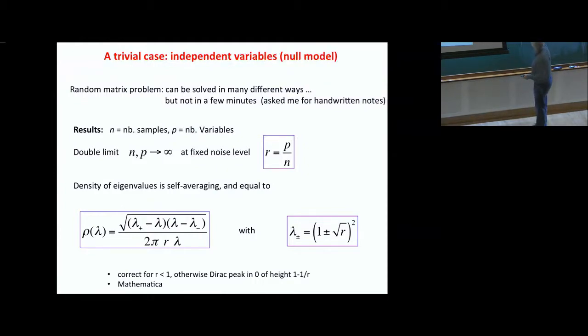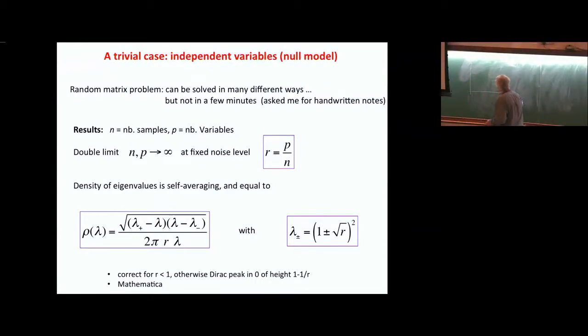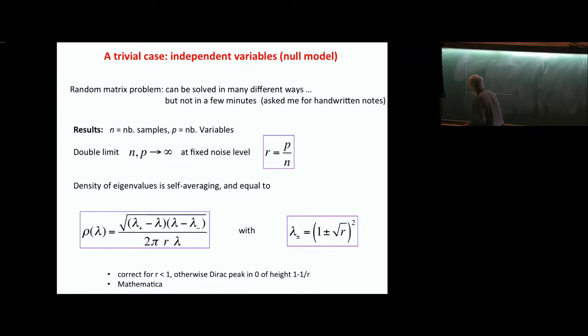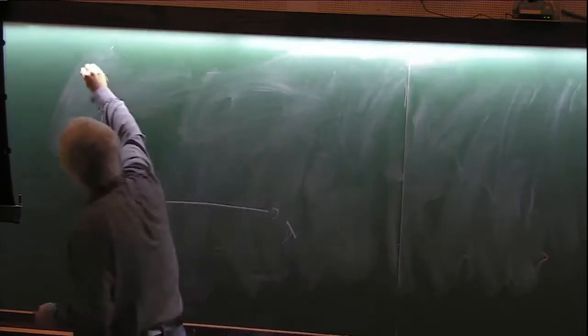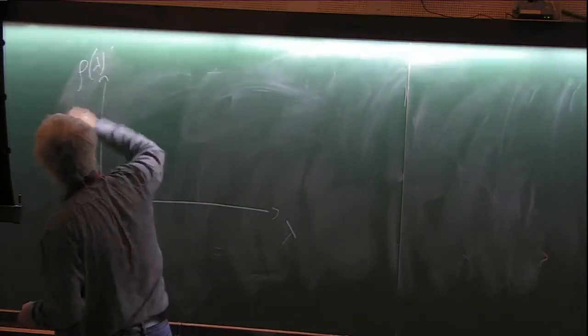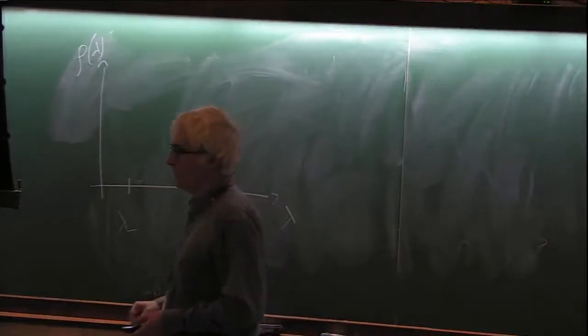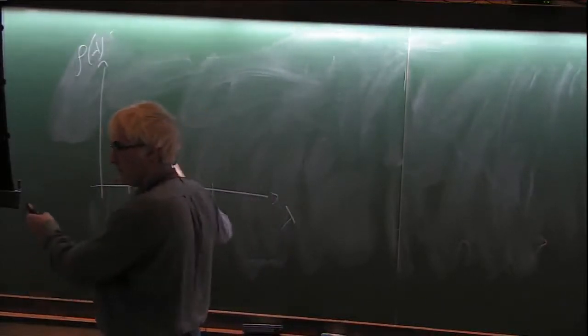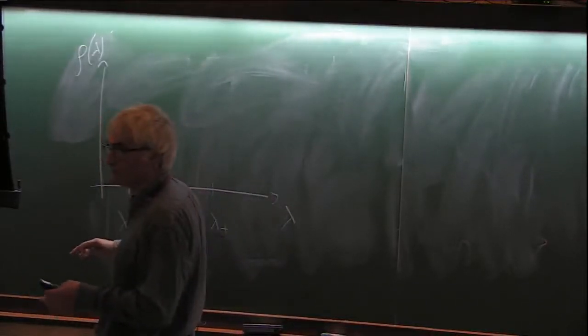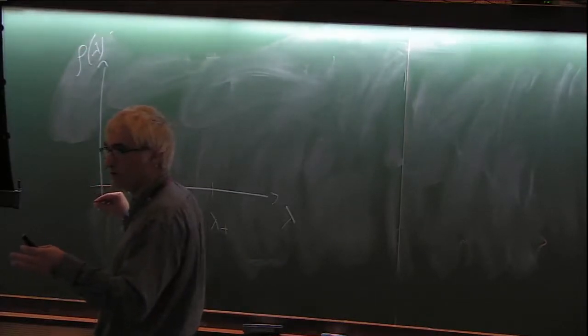So I will show you the picture in the next slide. But essentially, you have a support. So this is lambda. This is the spectrum, rho of lambda. And it runs from lambda minus to lambda plus, which are both functions of R. And outside this support, the spectrum is zero, no eigenvalue, with high probability. And in between, you get something. Okay?